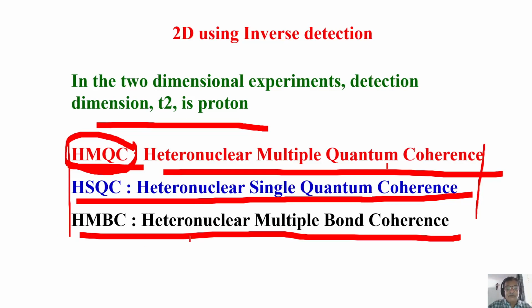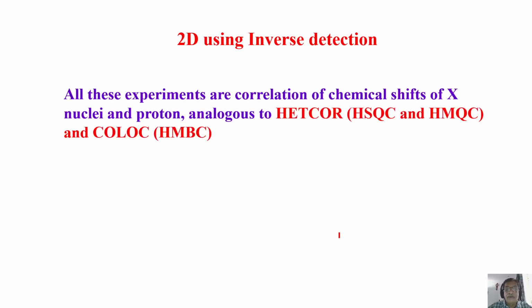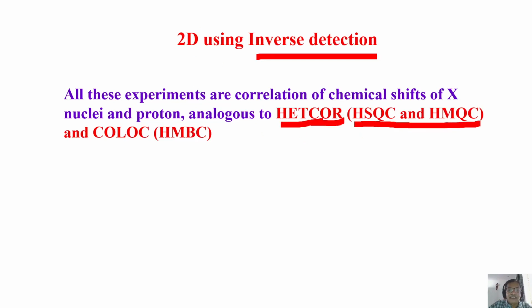Whereas HMBC gives you long range correlations. How it does that, we will see. How we can do inverse detection: all these inverse detection experiments can be correlated to direct detection. There is a similar experiment for direct detection. HETCOR was there, I told you about the HETCOR pulse sequence where proton and carbon were correlated. That is analogous to the inverse detection sequences called HSQC and HMQC.